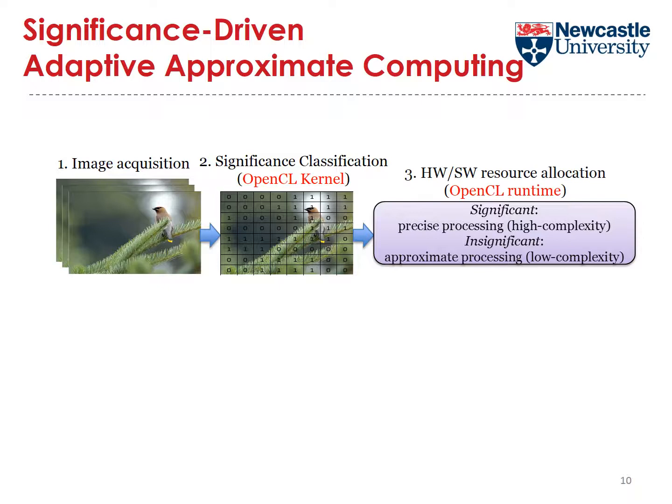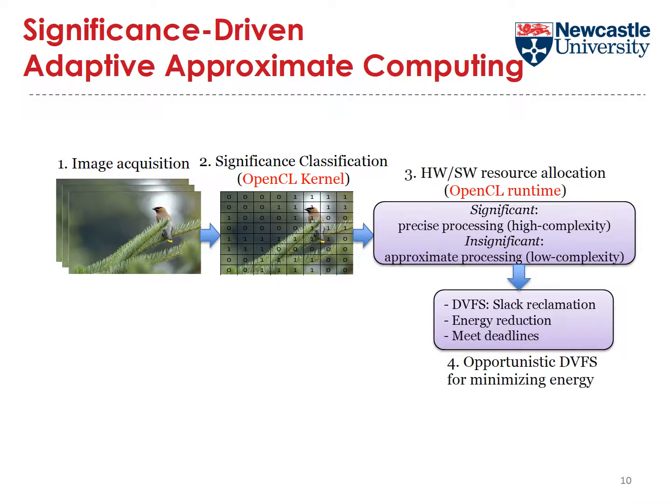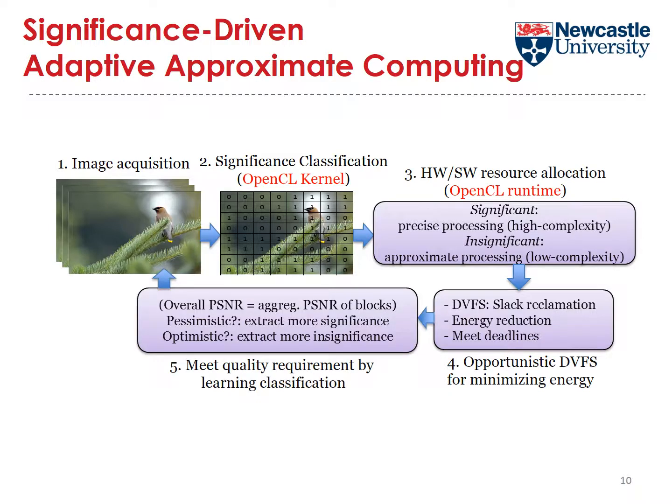By using approximate computing on top of the precise processing, you have the opportunity, for some of the parallel blocks, of using DVFS to claim back your slack, essentially also reducing the energy. And then once you're done with that, you go back and find out, okay, have I done good enough in terms of reducing energy, but have I done good enough in terms of reducing the quality to a point which is acceptable?